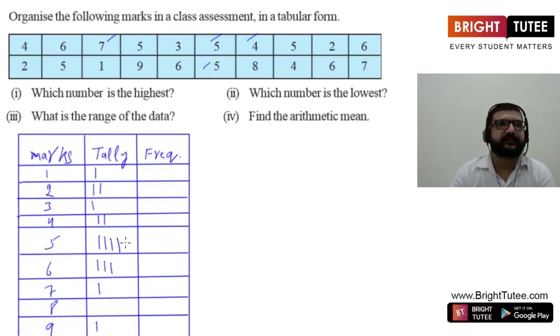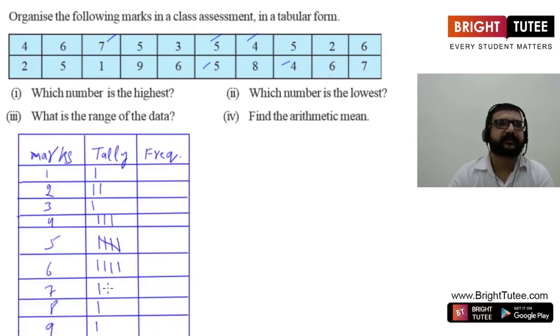Now in front of 5 we have to mark one more line. We have already marked 4 lines, so the fifth line will cross all the 4 lines like this. And then we have 8. In front of 8 we will mark 1, and then we have 4. In front of 4 let's mark one more line, and then we have 6. In front of 6 there will be one more line, and then finally we have 7.